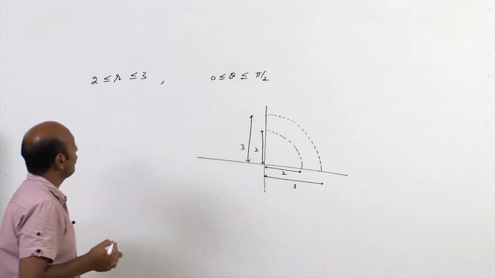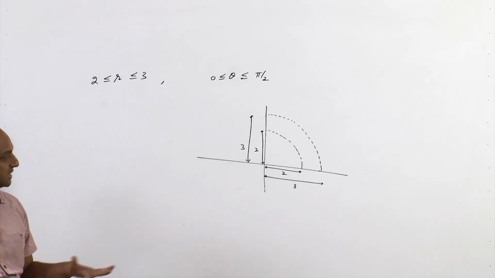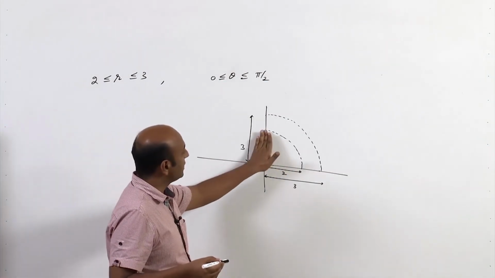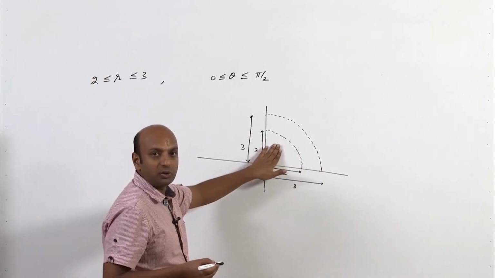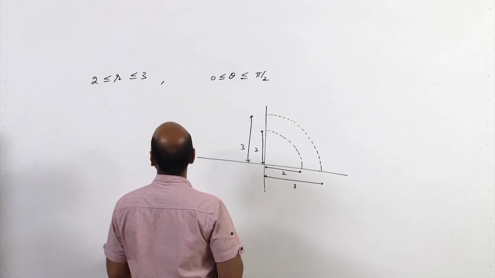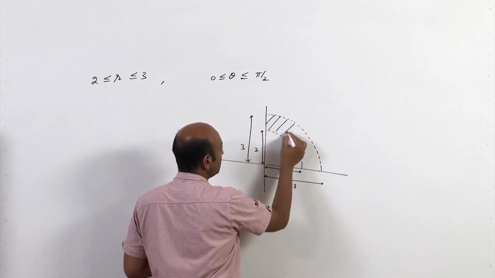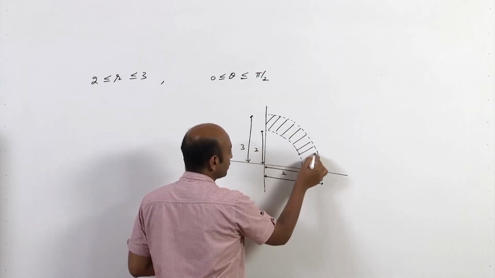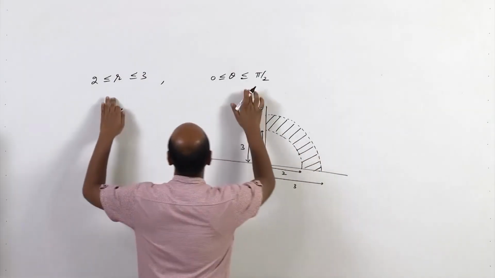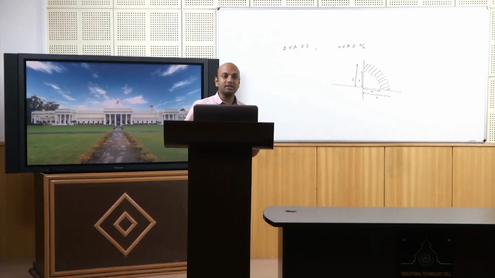Now, r is varying from 2 to 3 and theta from 0 to pi by 2 only in the first quadrant. That is why I have plotted this portion in the first quadrant only, where theta is varying from 0 to pi by 2. Now, r is varying from 2 to 3 and theta from this to this. So, this is the region, this is the graph of the portion which is covered under this region. So, this is the graph of the first problem.